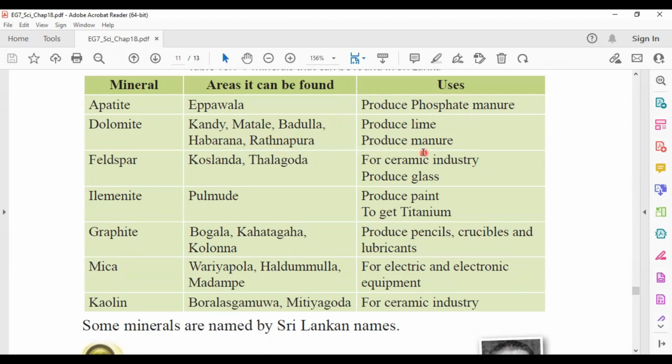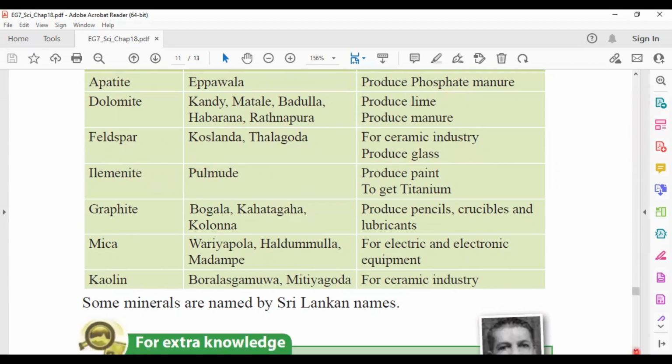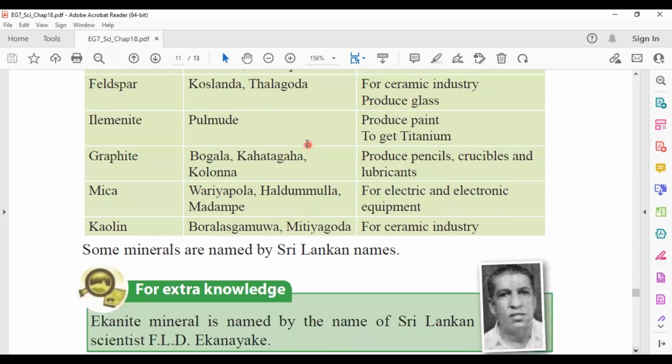lime and produce manure. Feldspar can be seen in Koslanda and Talagoda, and we use them for the ceramic industry and to produce glass. Ilmenite can be seen in the Pulmoddai area, and we use them to produce paint and to get titanium. Graphite can be seen in Bogala, Kahatagaha, and Kolonna, and we use them to produce pencils, crucibles, and lubricants.